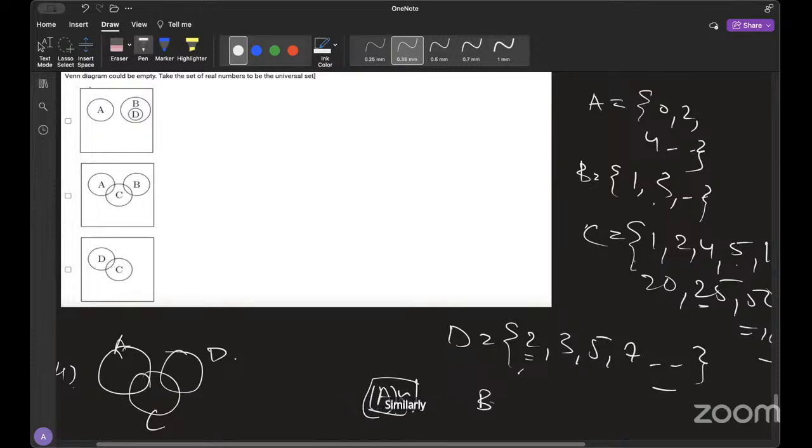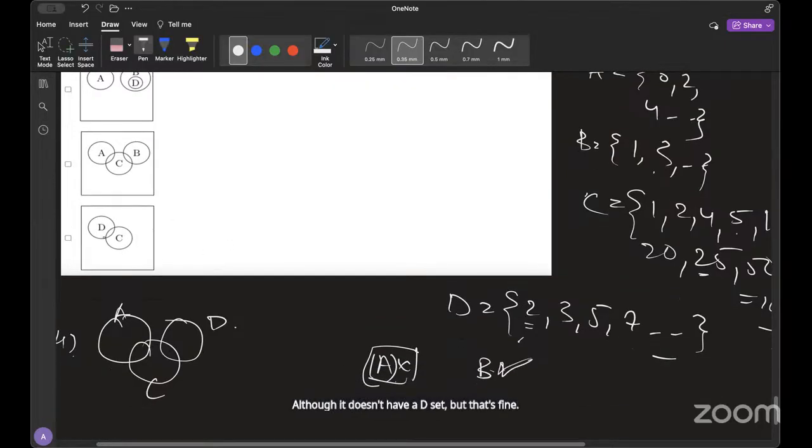Similarly, you need to check C and B have something common, which is true, and A and B do not have anything common, which is also true. So the second option is correct. Although it doesn't have the D set, but that's fine. And then in this option, it says that D and C have something common. So D is this set, prime numbers, and this is it. So they do have common elements here. So that's also true. C is also true.